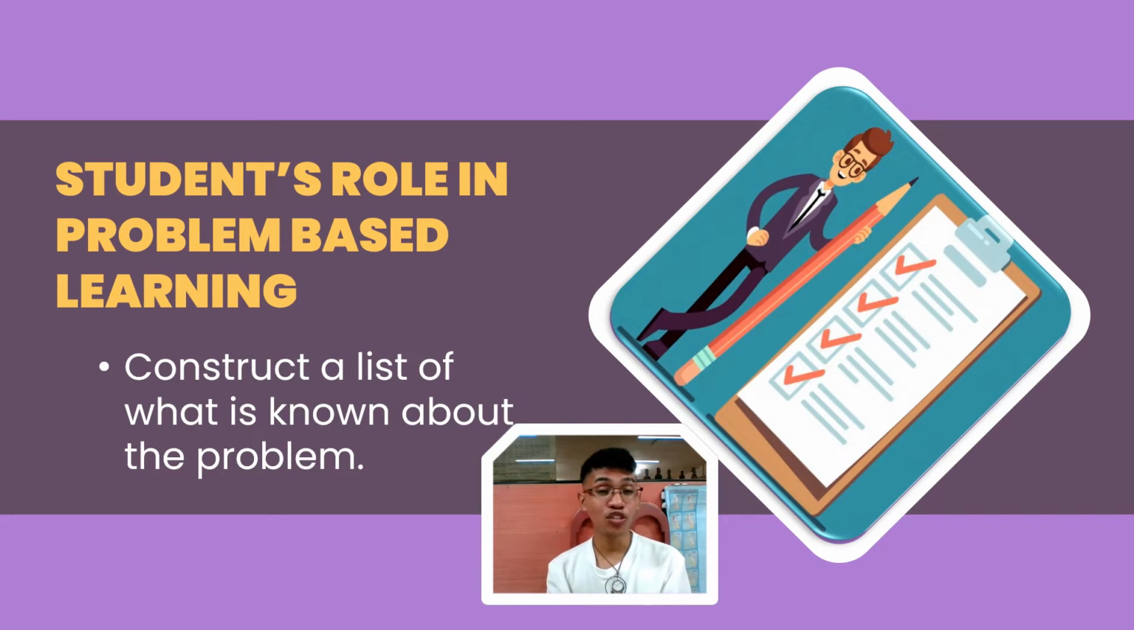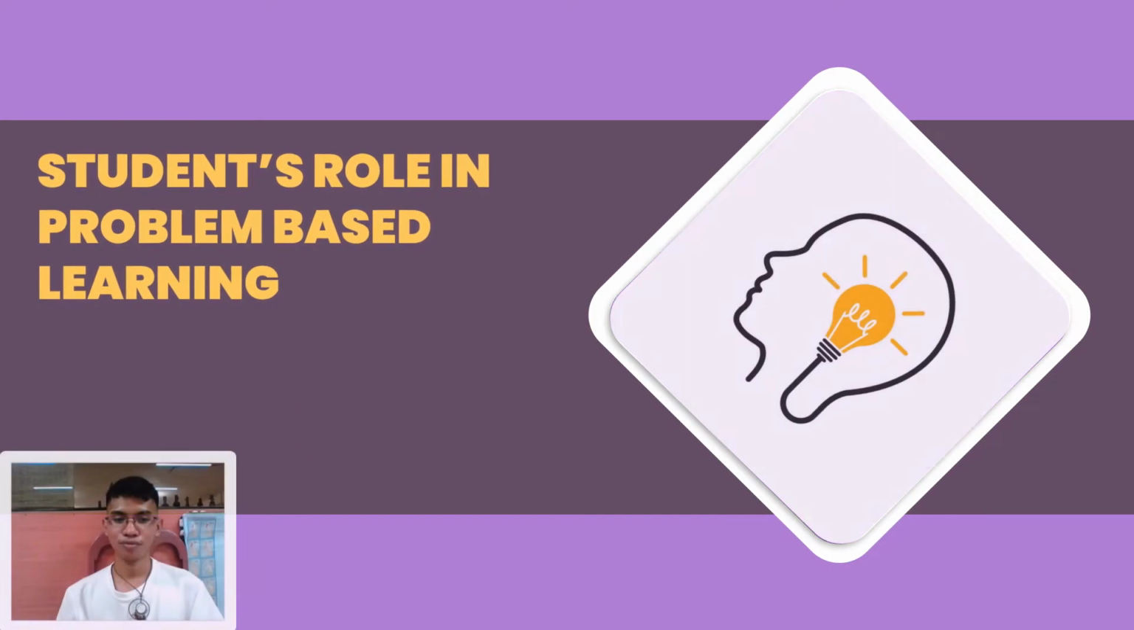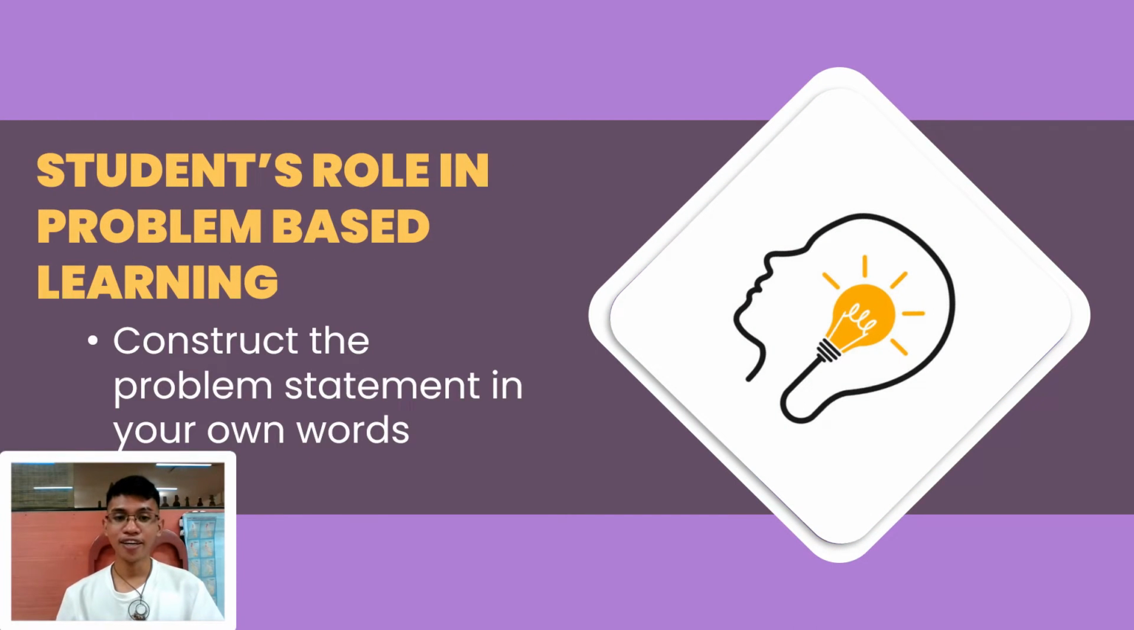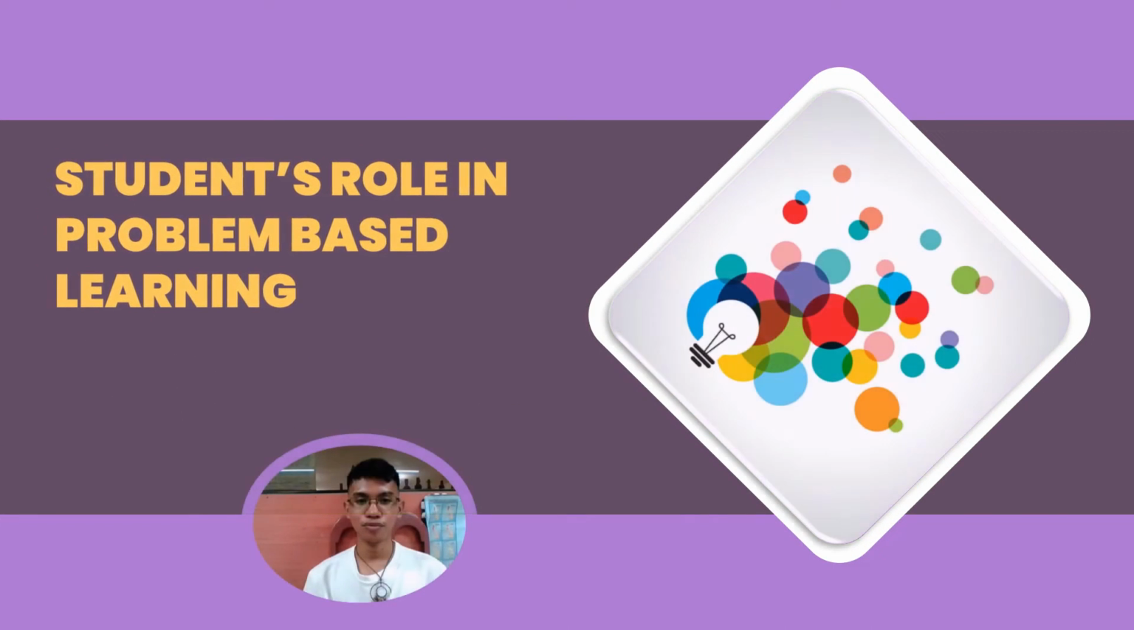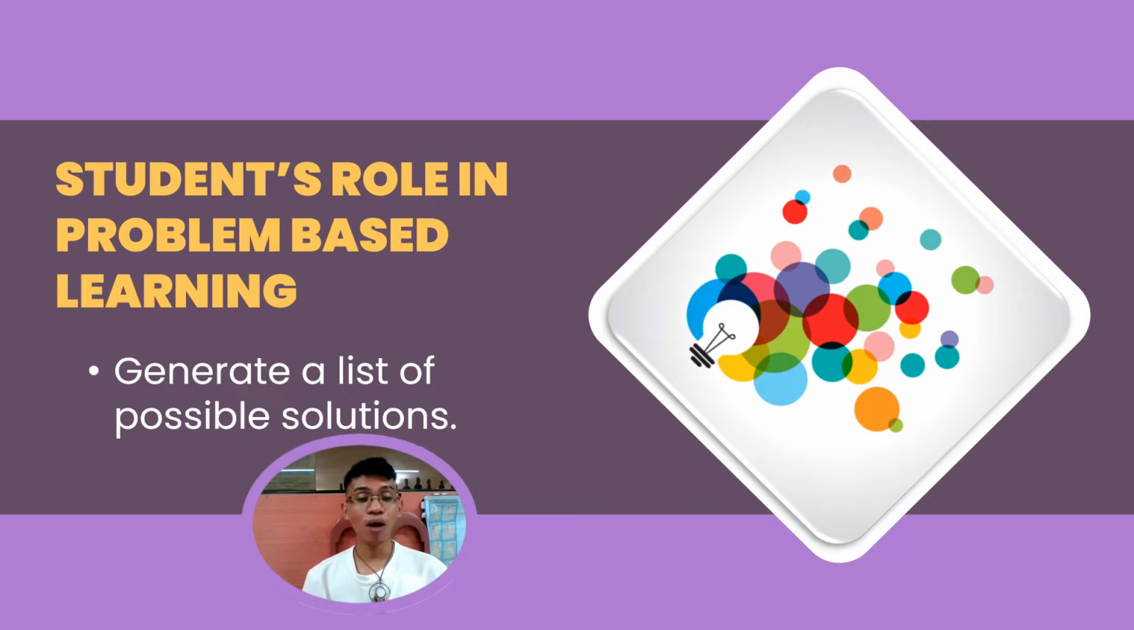Second, they should construct a list of what is known about the problem. Third, they must construct the problem statements in their own words and take into account the knowledge of their own group. Fourth, they must generate a list of possible solutions that are ranked according to which solution is most likely they should use in order to achieve or meet the success of the project or in order to solve the problem.